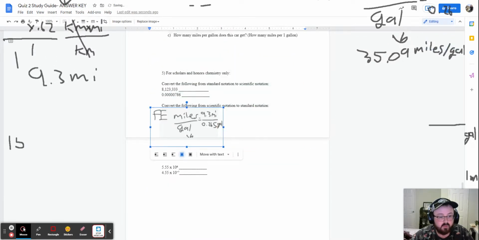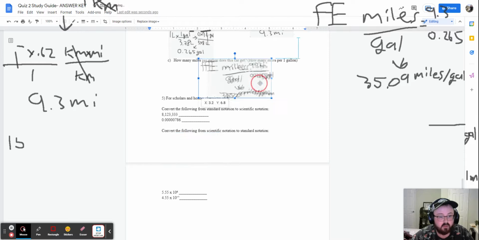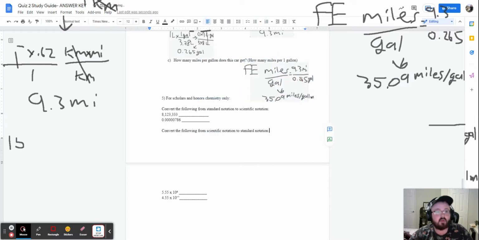So this car's got pretty good gas mileage. We like that. All right.